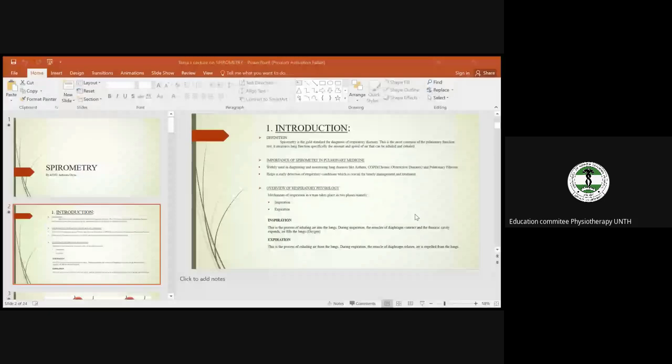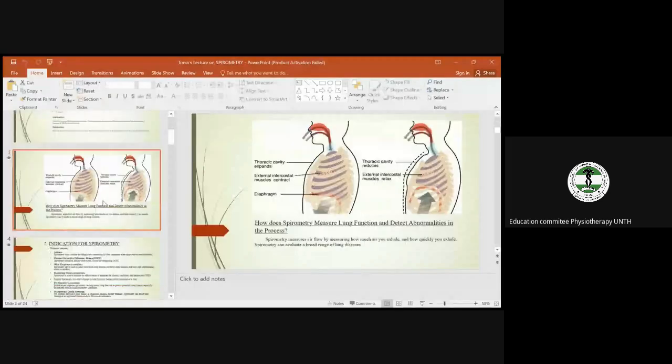Then we have indications for spirometry. Why do we carry out spirometry in respiratory clinic or for respiratory diseases? Diagnostic purpose, like in asthma: spirometry helps confirm the diagnosis by measuring airflow limitations, often improved by bronchodilators.